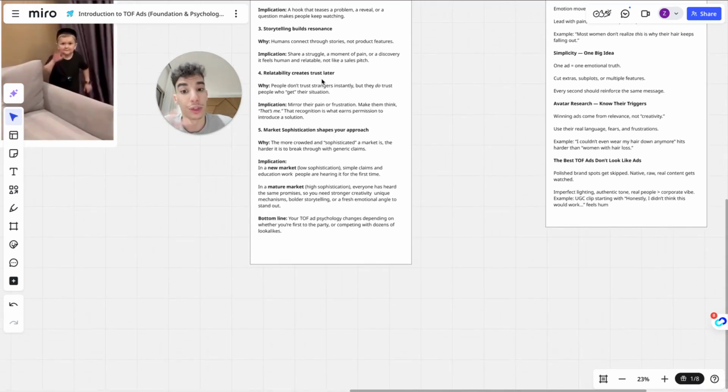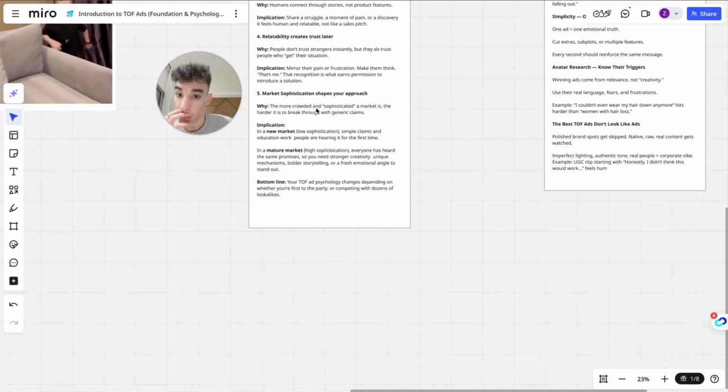Also, relatability creates trust layers. People don't trust strangers instantly, but they do trust people who get their situation. Either people who are positioned as an authority figure, which gets credibility, or a person who went through the same journey that they went through, found a solution while your audience has not, and this will guide them to also get the solution that they got. Mirror their pain or frustration, make them think, that's me. That recognition is what earns permission to introduce a solution.